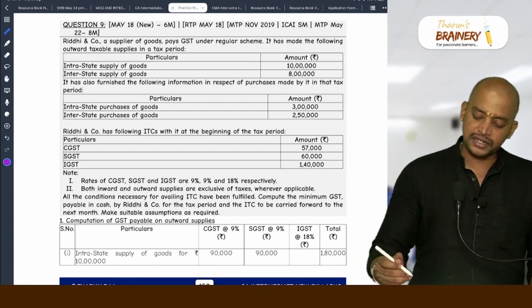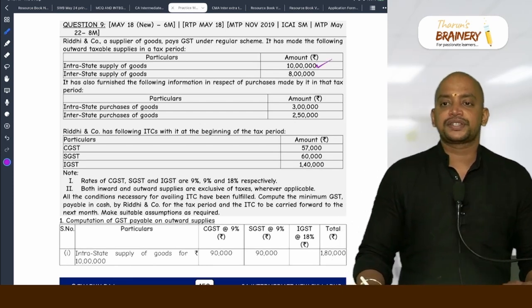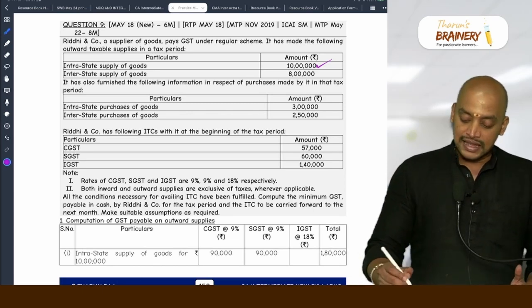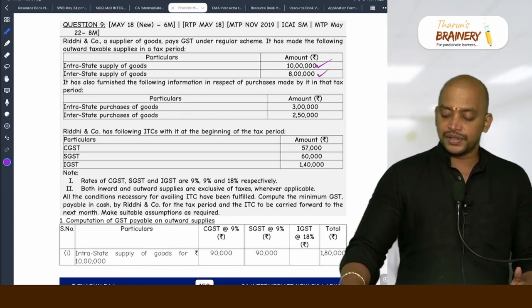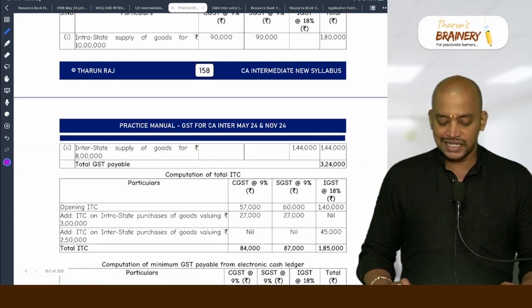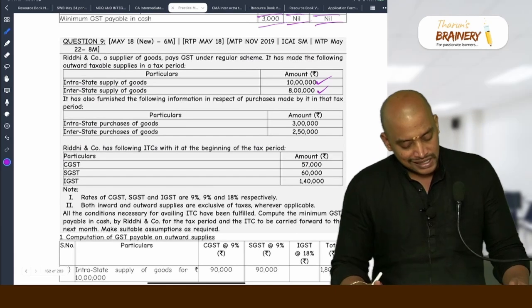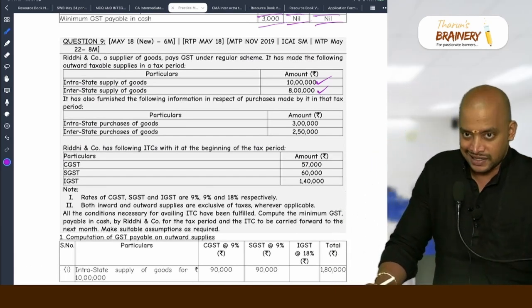So first statement, intrastate supply of goods 10 lakhs. So 10 lakhs into 9%, 90,000. Then 8 lakhs into 18%. So that will be 1,44,000. So we will get CGST, SGST, IGST. That is the first statement. Then second statement, we don't have any inward supply under RCM.